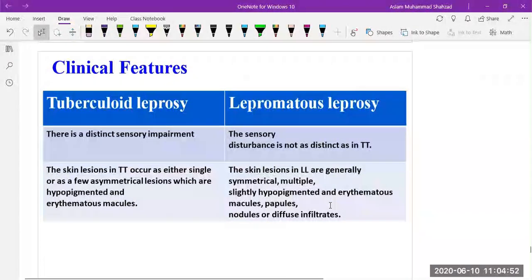Regarding clinical features, in tuberculoid leprosy there is a distinct sensory impairment, whereas in lepromatous leprosy the sensory disturbance is not as distinct. In tuberculoid leprosy, the skin lesions are few, asymmetrical, hypopigmented or erythematous macules, whereas in lepromatous they are more symmetrical and multiple, with slightly hypopigmented and erythematous macules, papules, and nodules, and diffuse infiltrate will be found.